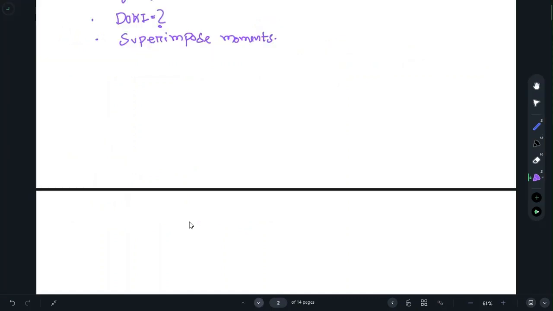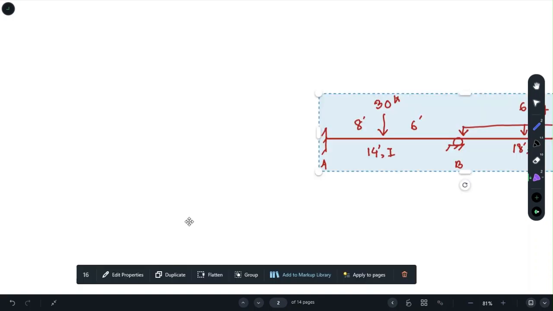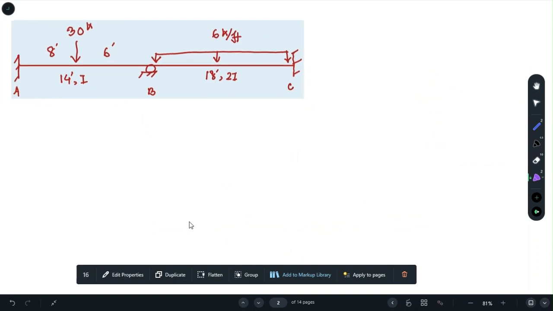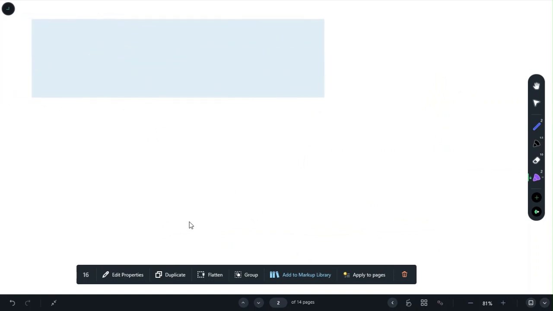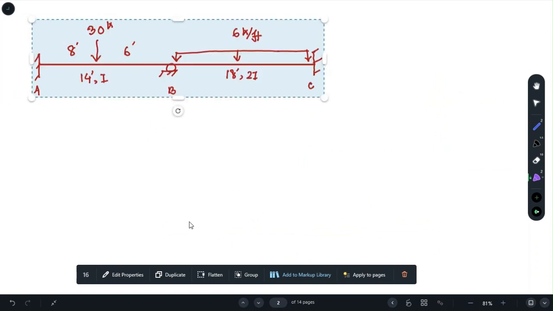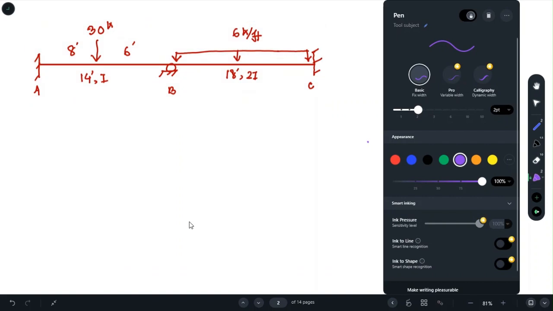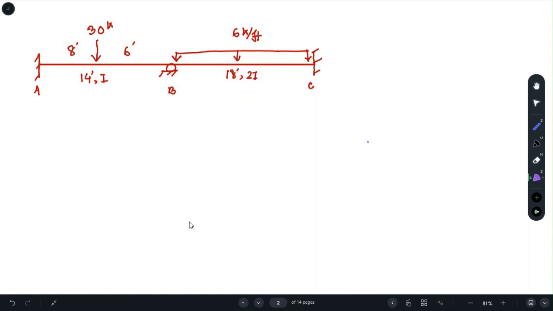Next page. Zoom it a little bit. Okay, so this is our frame once again. First of all, we'll find the fixed end moments here.